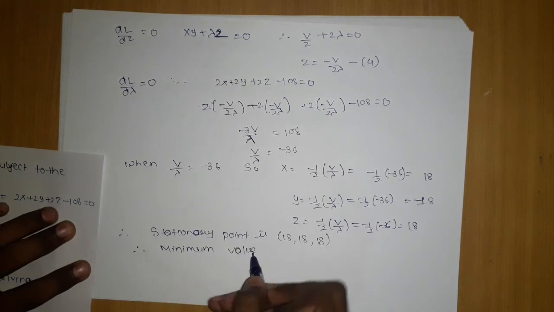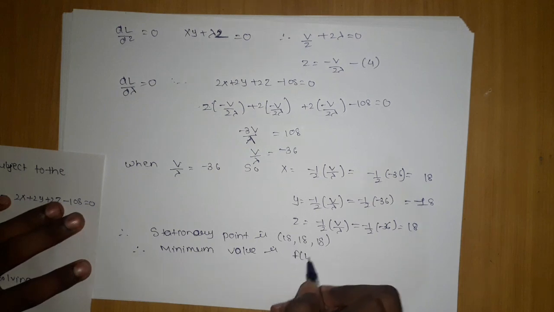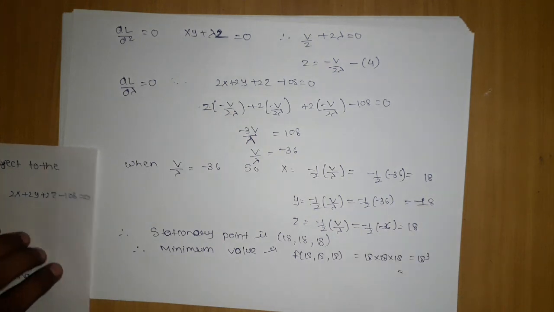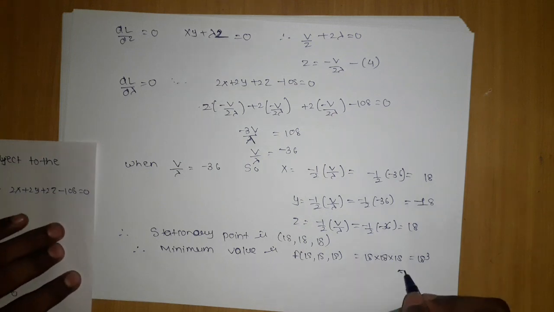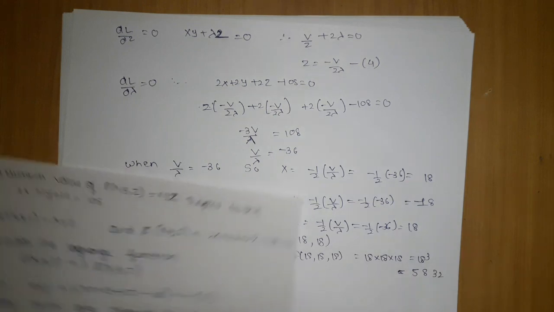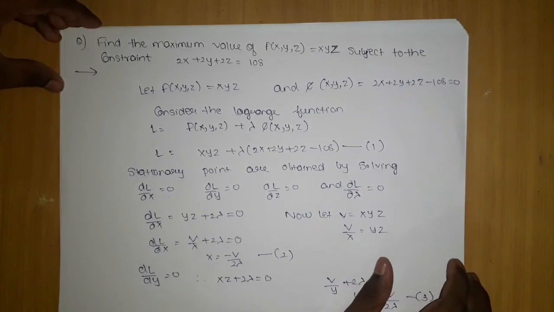Therefore, the maximum value is f of 18, 18, 18, which is 18 into 18 into 18, which is 18 cube. 18 cube is, let me calculate, 5832. So we are done with this session. We calculated the maximum value of the function which they told us to maximize.